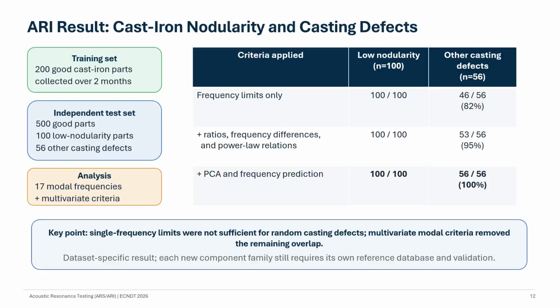Using frequency limits alone, the system detected all low nodularity parts, but some random casting defects still overlapped with the good population. When frequency ratios were added, the result improved. With PCA and frequency prediction, all defective parts in this dataset were separated. This result is dataset specific, so each new component family still needs its own reference database and validation.